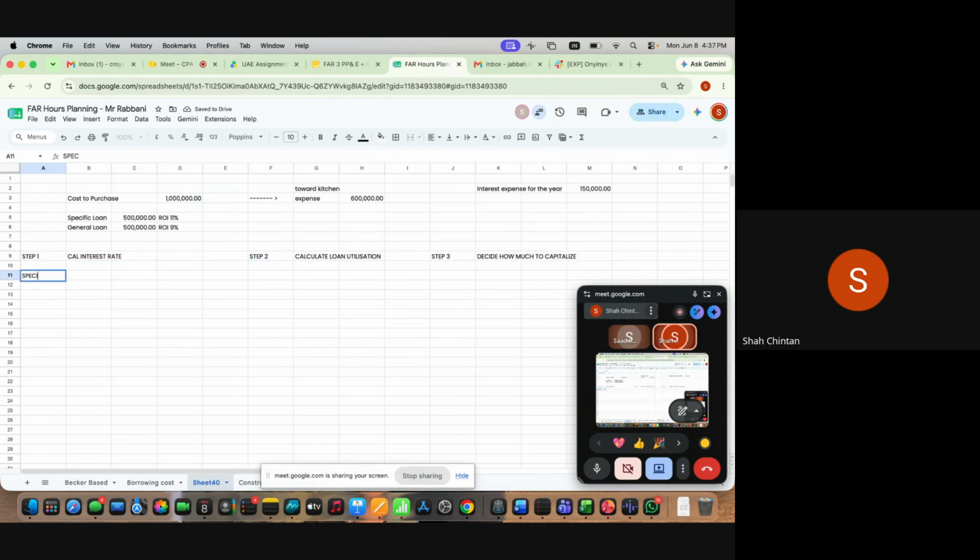So you have a specific loan, you have a general loan. What is the loan amount? 500,000 for both. So this is my loan amount. What is the interest rate and what is my interest expense? So my interest rate is 11%, my interest rate is 9%.